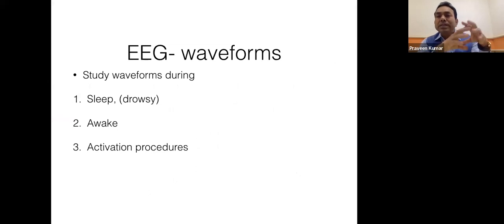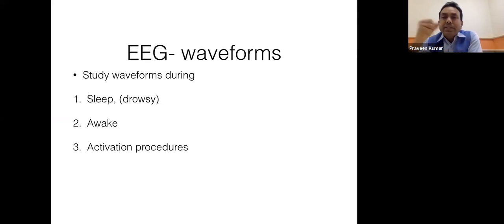So this is about the EEG waveform. You know about the different waveforms in terms of their frequency: alpha, beta, theta, delta; in terms of their amplitude, 10 to 50 microvolts is the normal range; and in terms of their morphology, they are monophasic, biphasic, or polyphasic.